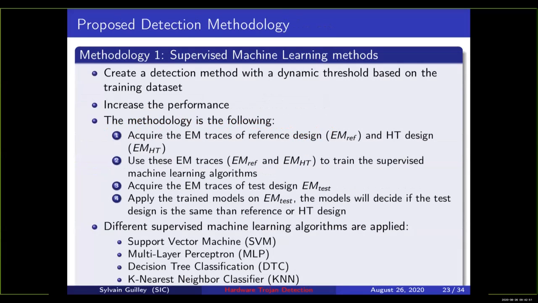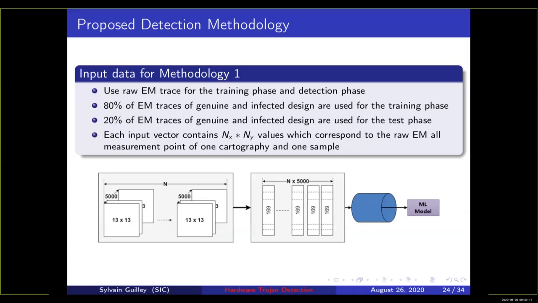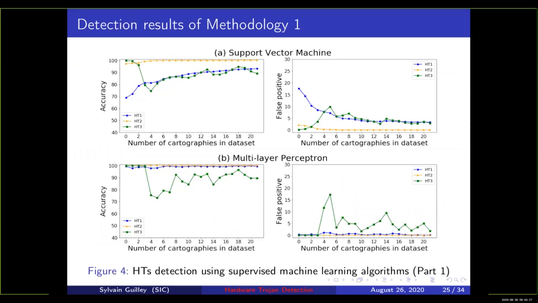So first of all, the method one, we now go for different machine learning algorithms. So SVM, multi-layer perceptron, decision tree, and K nearest neighbor classification. All right. So we have a first stage where we need to train. Right, so we use 80% of our acquired data for this purpose, and then 20% for checking. Right, so we already have some very nice results.